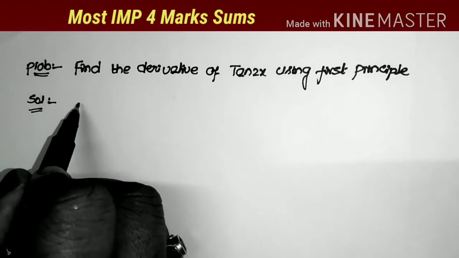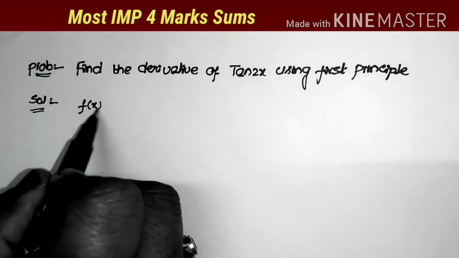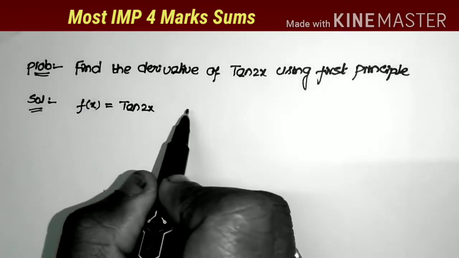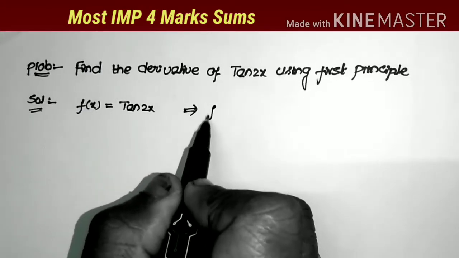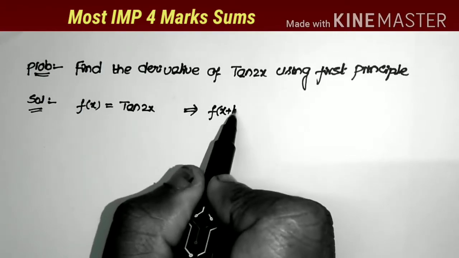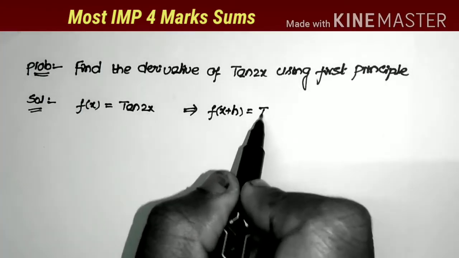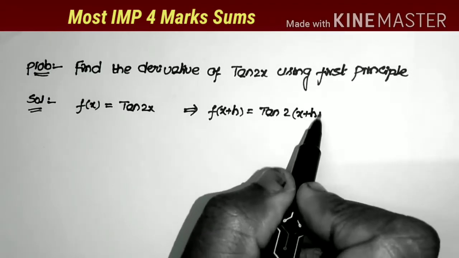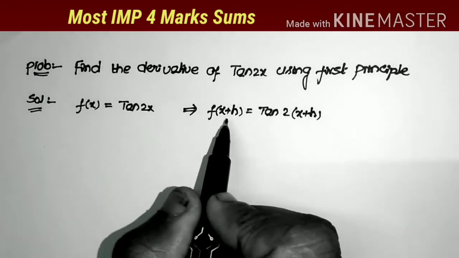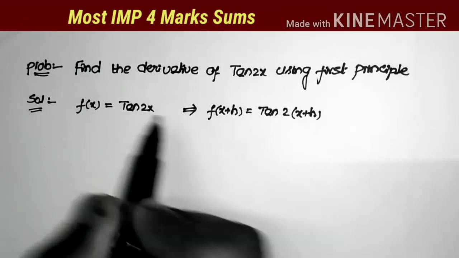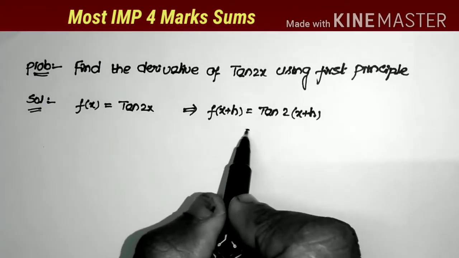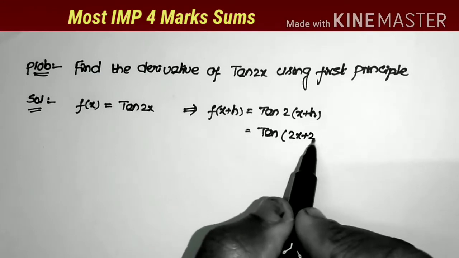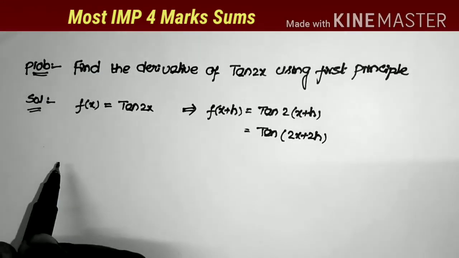First we take the given function as f of x. f of x is equal to tan 2x. After that we have to take the value of f of x plus h. What is f of x plus h? In place of x we take x plus h. f of x plus h is equal to tan 2 into x plus h, and multiplying the values, this equals tan of 2x plus 2h. So this is the f of x plus h value.